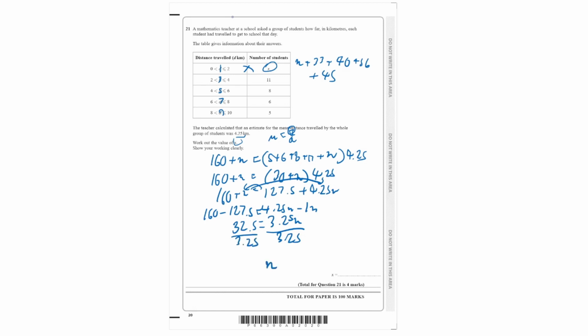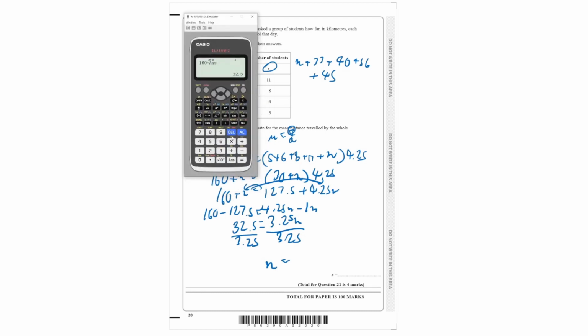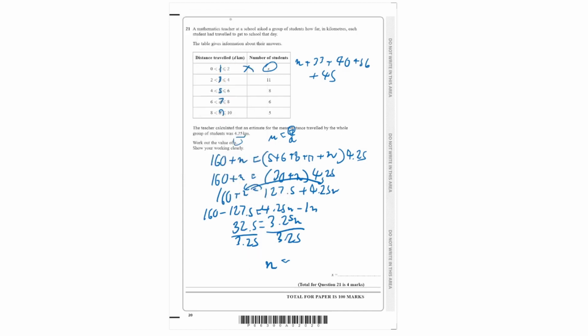Therefore, if we use our calculator once again, we can find our final answer. 32.5 divided by 3.25 gives us 10. That means 10 students walk the distance of 0 to 1 to 2 kilometers.